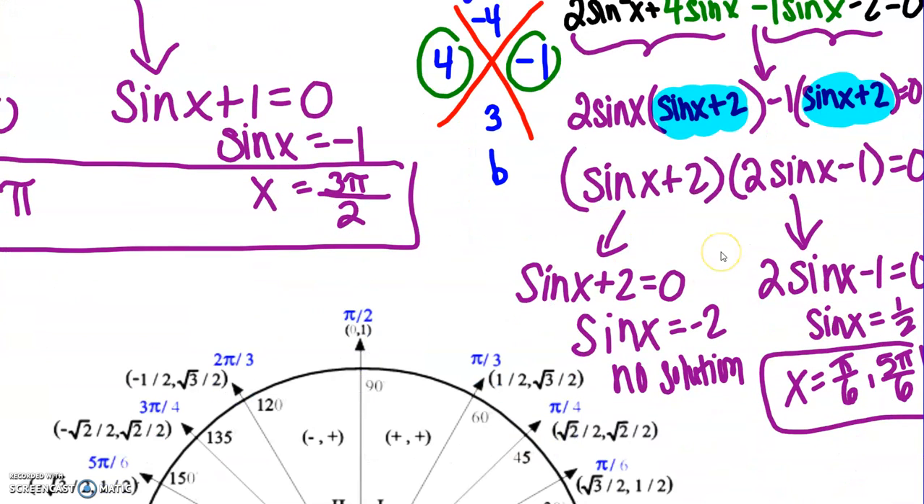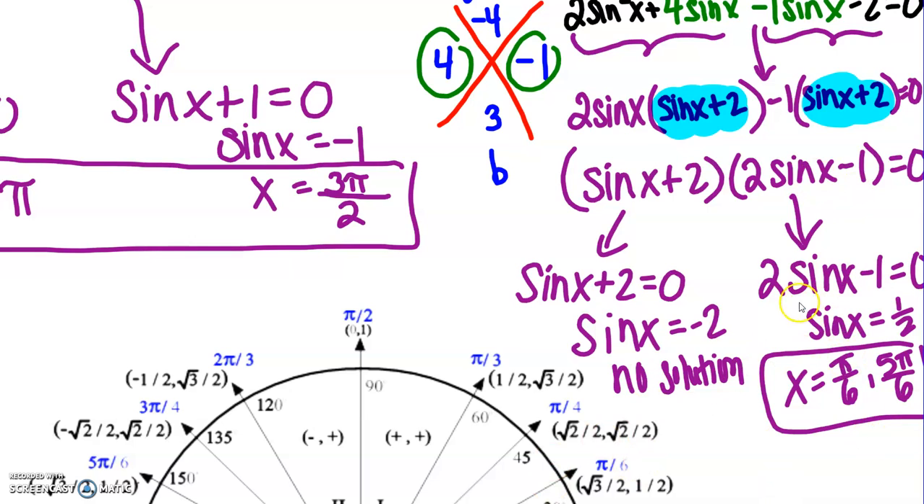Now we set each of these factors equal to 0, and in algebra, your teacher would say solve for x. For us, we're going to set it equal to 0 and make our trig function, in this case sine, be all by itself. So in this factor, I would just subtract 2. Well, sine x will never equal a negative number, so it's never going to equal negative 2. That's just no solution.